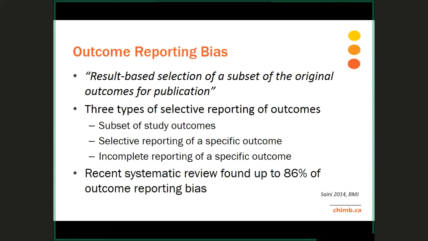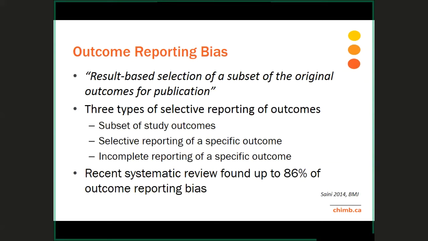So the first is a subset of study outcomes. You measure 25 outcomes, you have these huge long case report forms, but then you go to write up your report and highlight 3 that maybe happen to show the biggest difference. You could be selectively reporting a specific outcome. So let's say I measure blood pressure at 5 time points. There's no difference until time point 3, which seems to show a difference. So I only report blood pressure at time point 3.